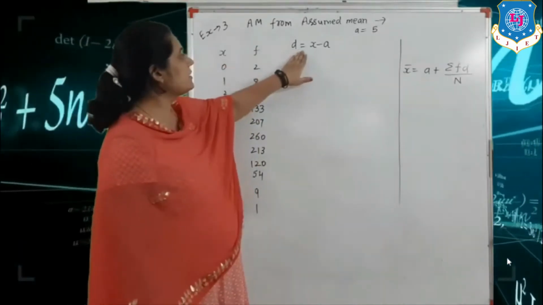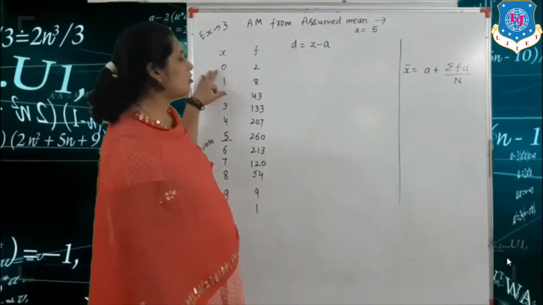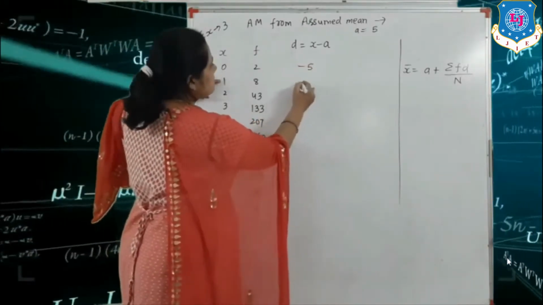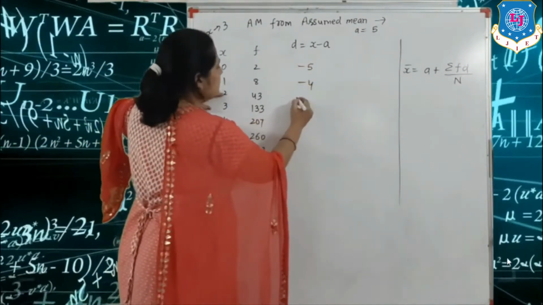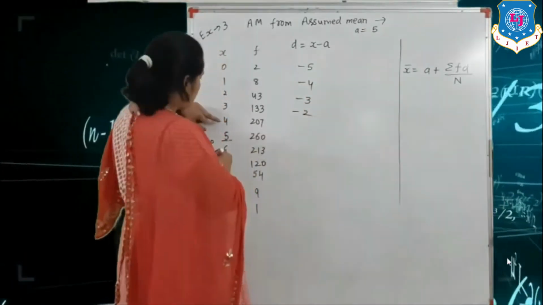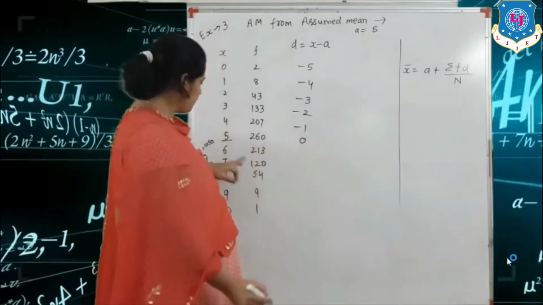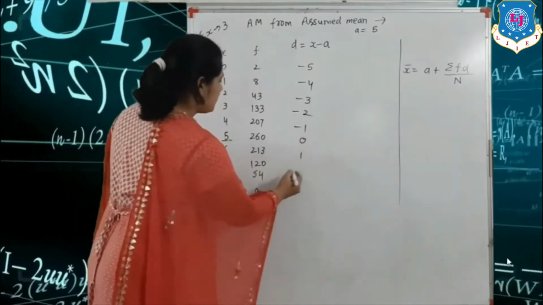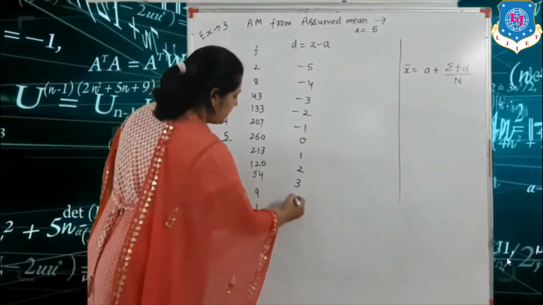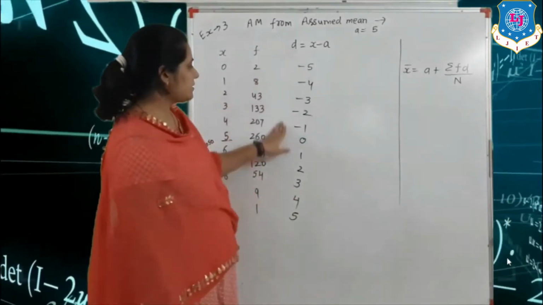Next we write here d is equal to x minus a. So a is equal to 5 and this is your column of x. So 0 minus 5 is minus 5. 1 minus 5 is minus 4. 2 minus 5 is minus 3. 3 minus 5 is minus 2, 4 minus 5 is minus 1, 5 minus 5 is 0, 6 minus 5 is 1, 7 minus 5 is 2, 8 minus 5 is 3, 9 minus 5 is 4 and 10 minus 5 is 5. Okay, so first we mark the column of d.